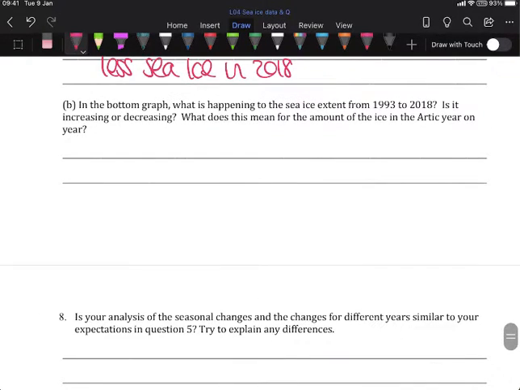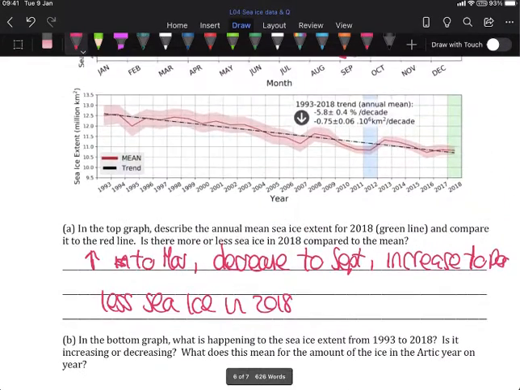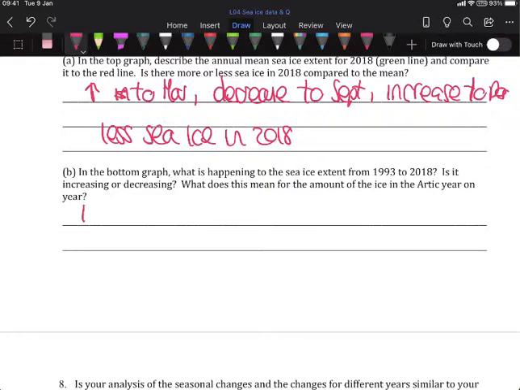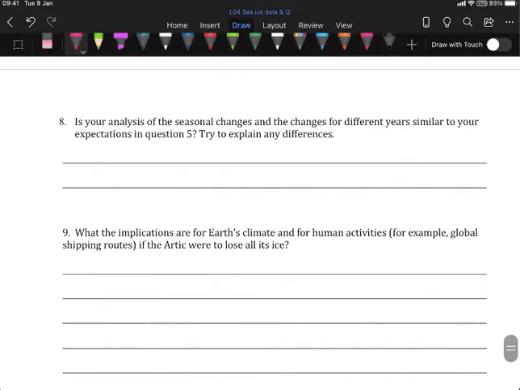Now in the bottom graph, what is happening to the sea ice extent from 1993 to 2018? Is it increasing or decreasing? So the red line is the actual data that was collected, and this black line is the trend. What is the trend? So the trend is it is decreasing over time because the line is going down. And there is less ice in 2018 than in earlier years. Okay, our next question then is your analysis of the seasonal changes and changes for different years similar to your expectations. So maybe or maybe not.